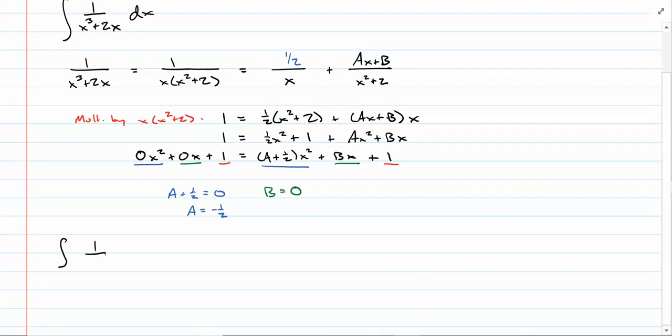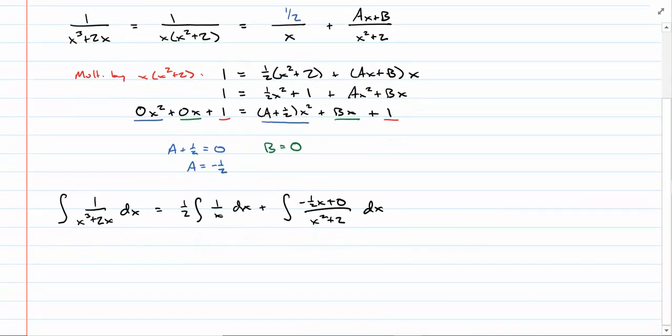The integral, our original integral, is going to be broken up into two different integrals. You're going to have 1/2 integral of 1 over x dx, and then plus an integral, I'm going to have negative 1/2 x plus 0 over x squared plus 2 dx. Okay. The first one's easy, it's just natural log x. The second one, the fact that the b was 0 does make this a little bit easier. I'm going to factor out that negative a half.